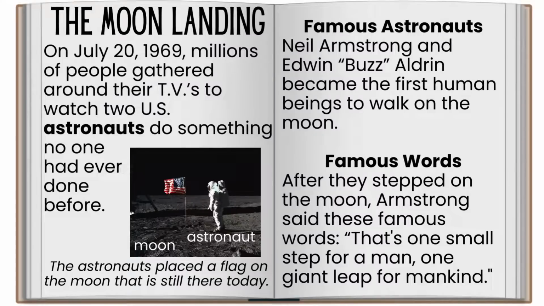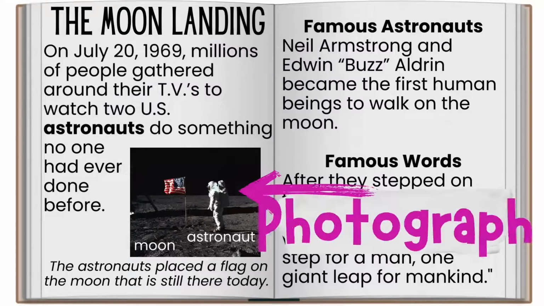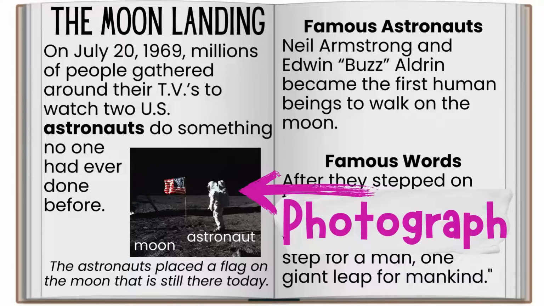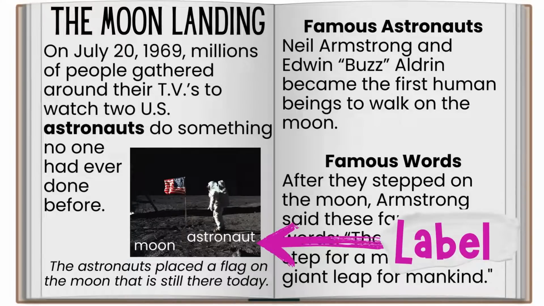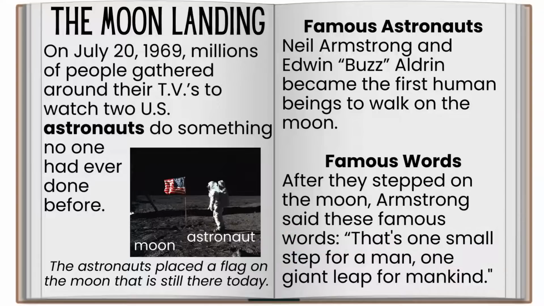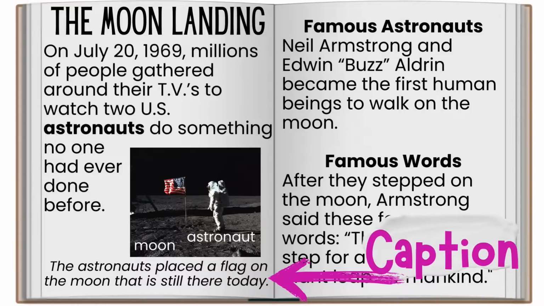Now, where is the photograph? I bet that wasn't too tricky. There it is. Pictures make information so much more clear. How about a label? Can you spy a label? Right there on the photograph, it has the words moon and astronaut. Where is the caption? There it is. Remember, captions are words that go with a picture. Do you see how it's right by the picture and it looks a little different from the rest of the text?